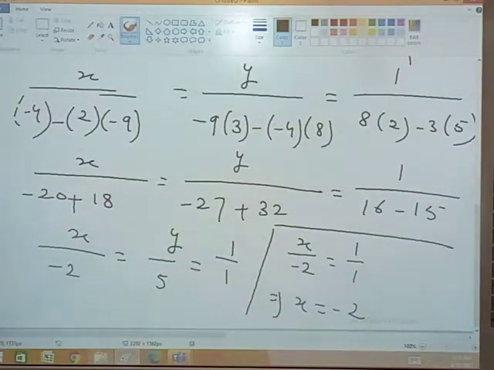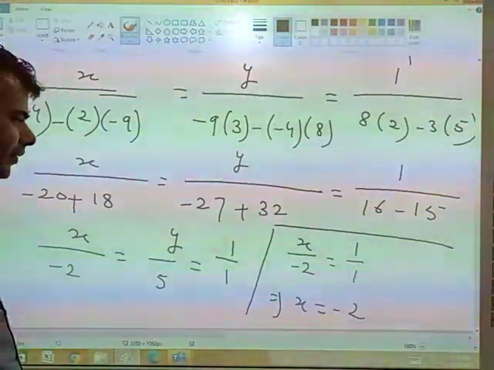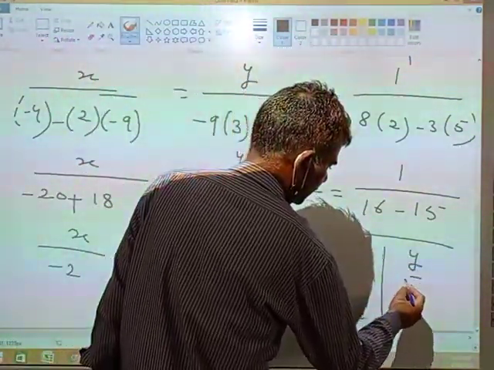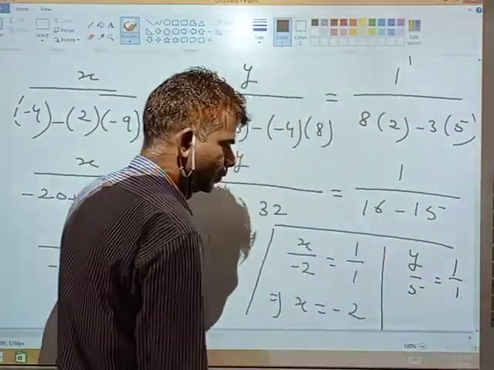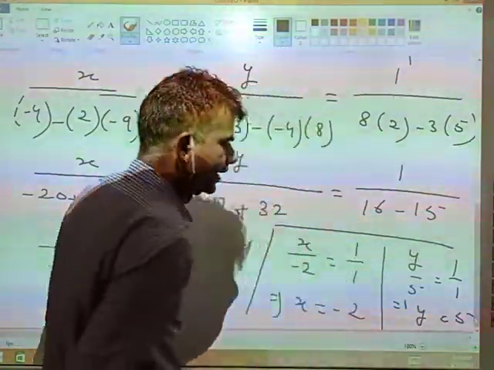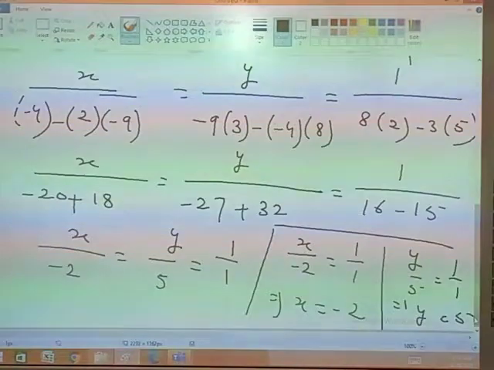Now students, to find the value of y, y by 5 is equal to 1 by 1. So y is equal to 5. Students, any doubt, any problems? No. If you have any doubt, any problem, you can ask me.